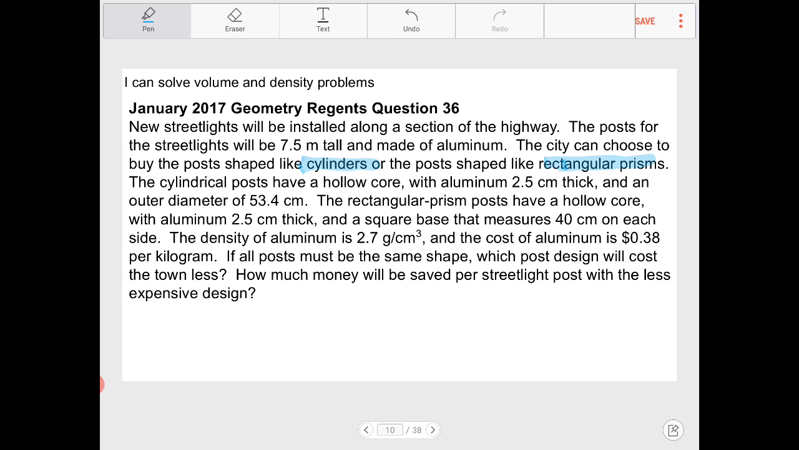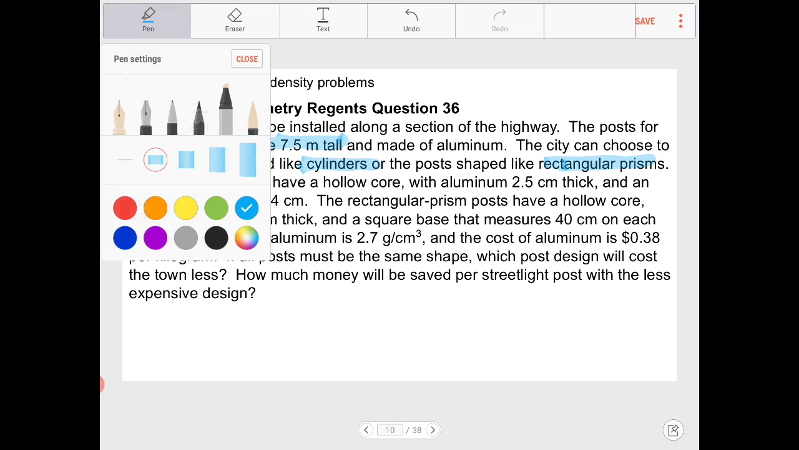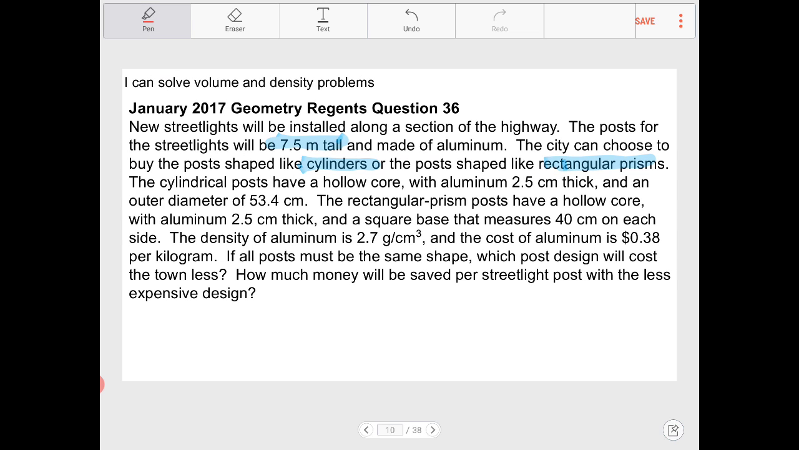And certain dimensions of the two are presented to you. The posts will be 7.5 meters tall. This is going to be the same for both of them. So what I'm going to do is use blue here, which will be the one dimension that's in common for both. And I'm going to separate or differentiate the items that are specific for the cylinder and specific for the rectangular prism.